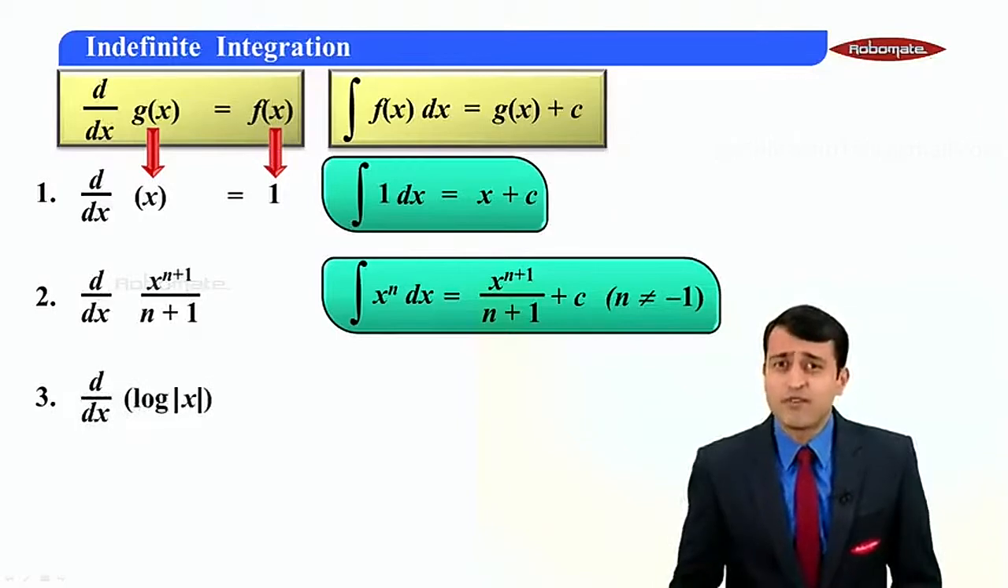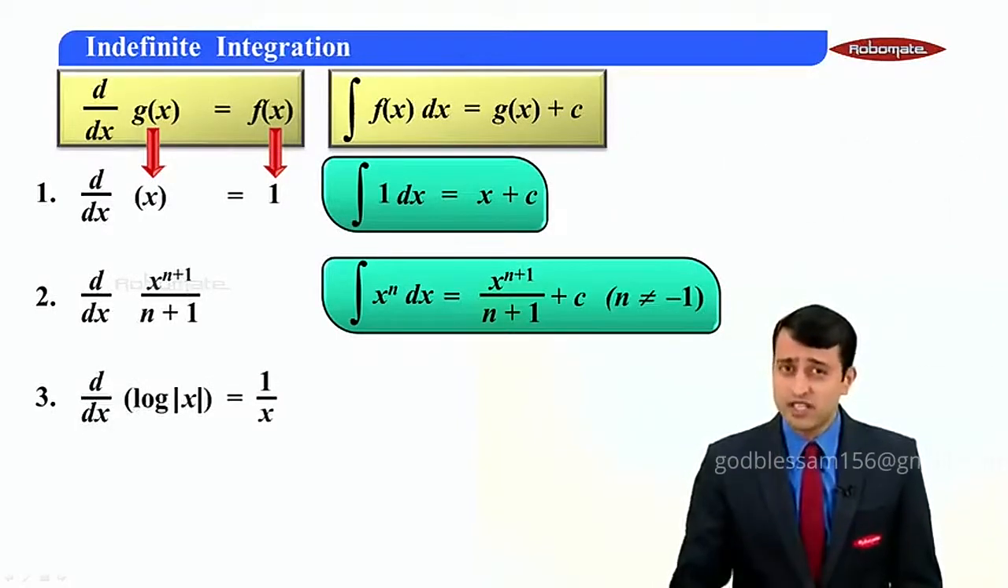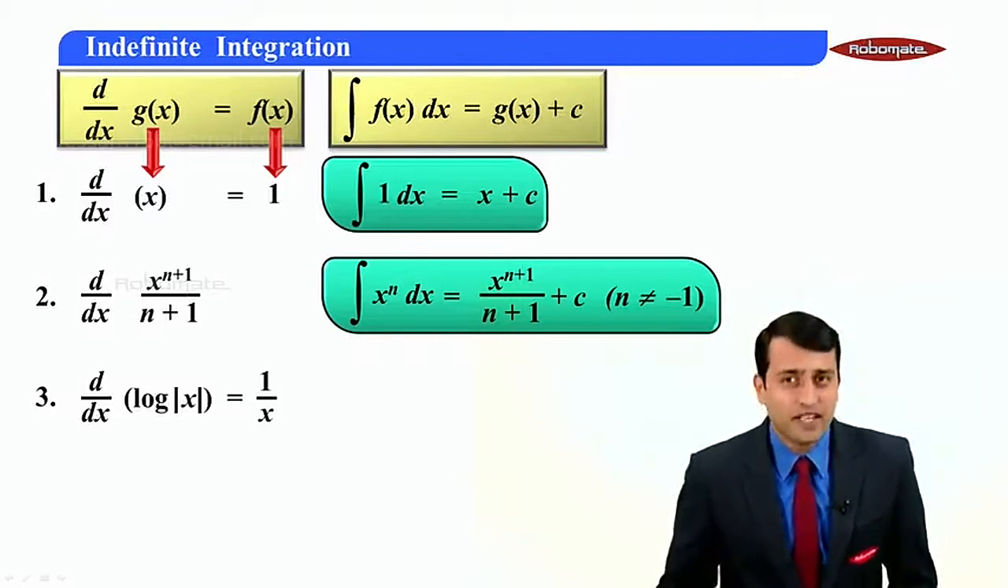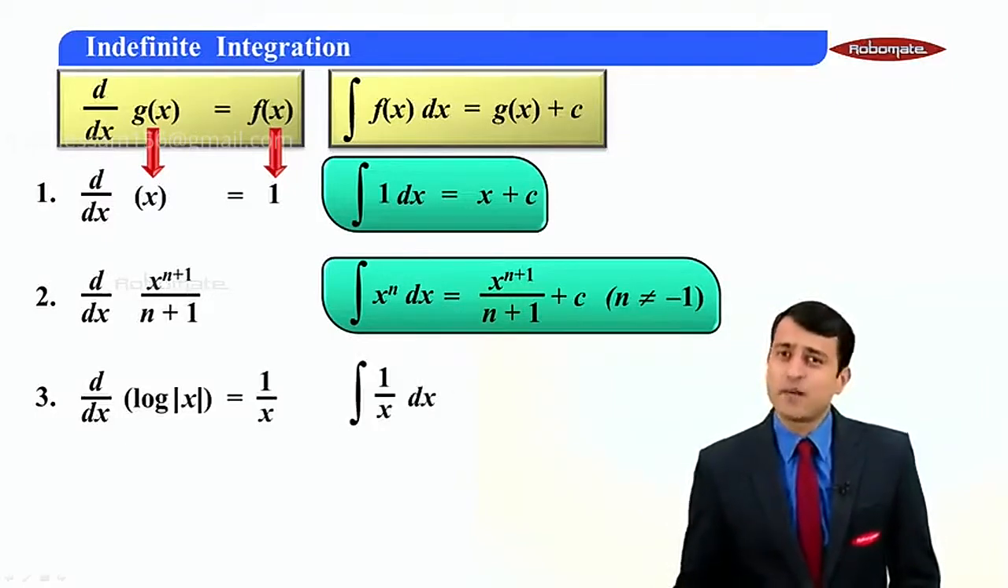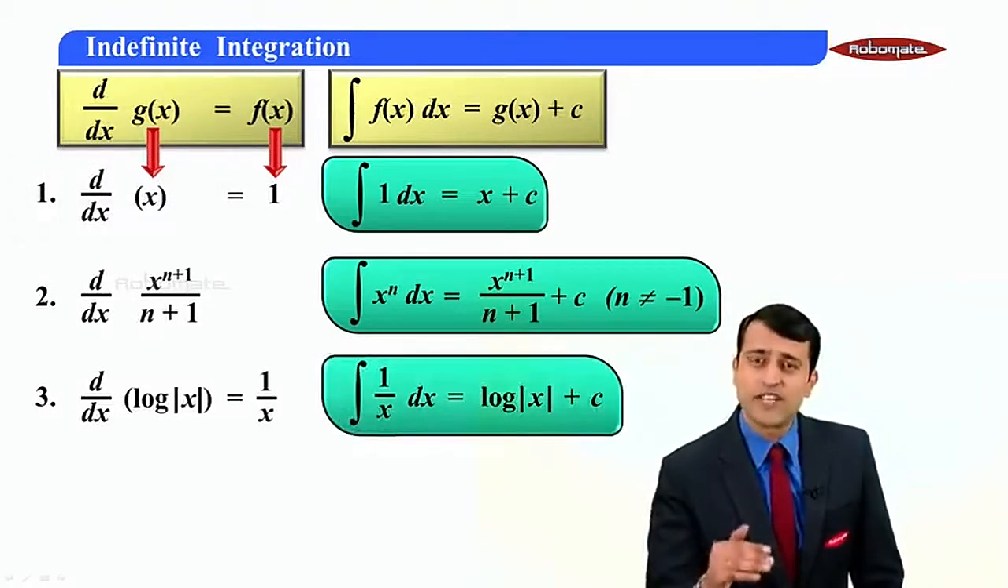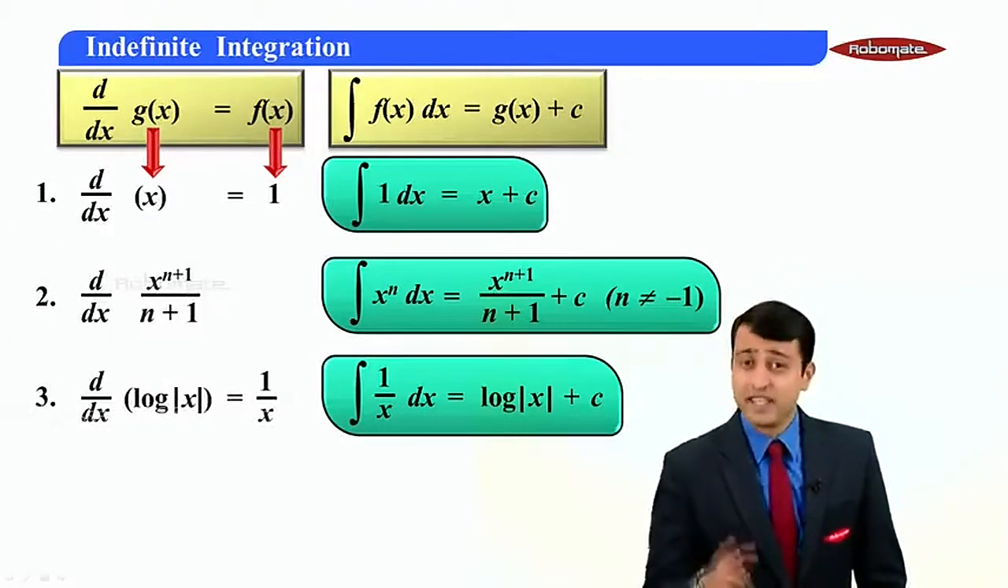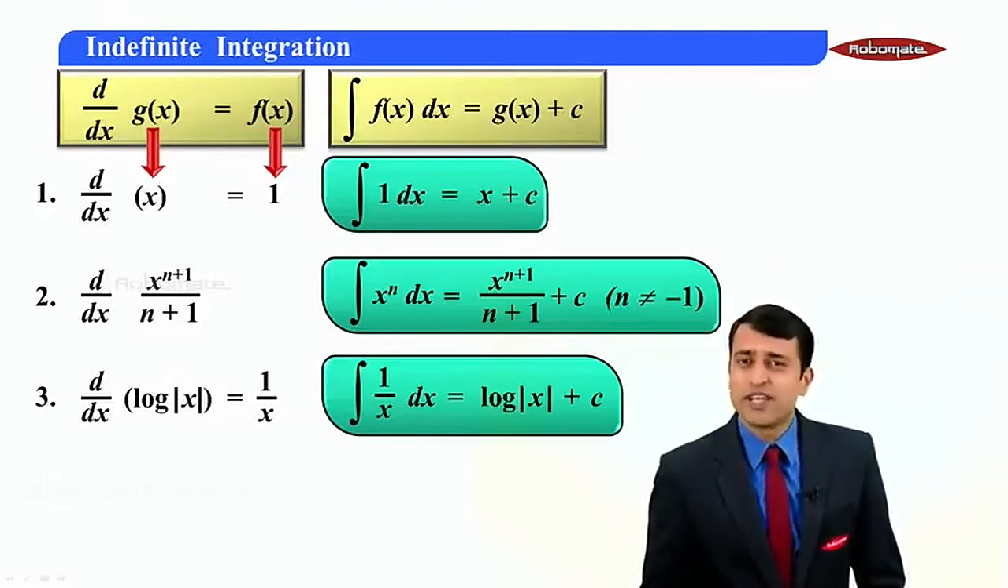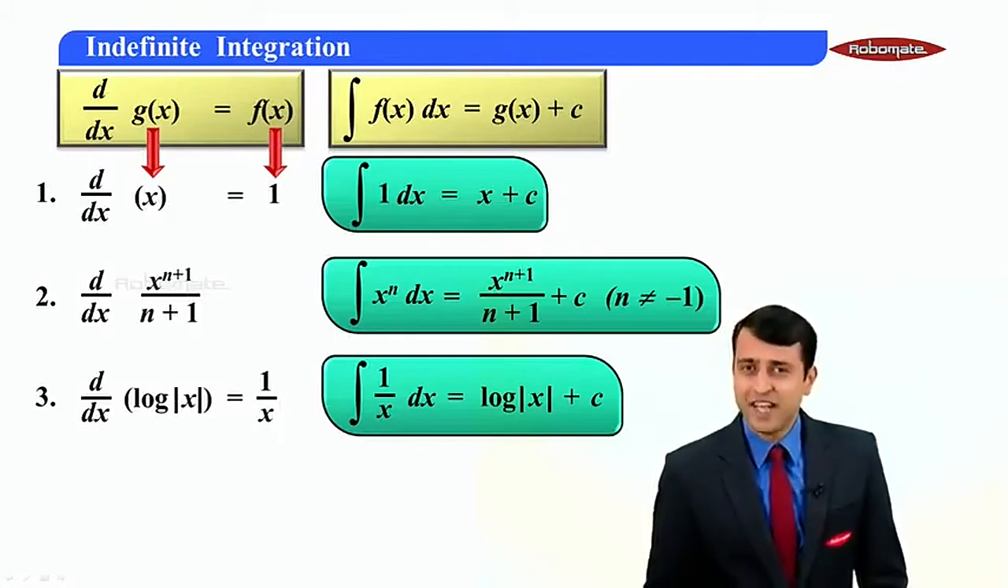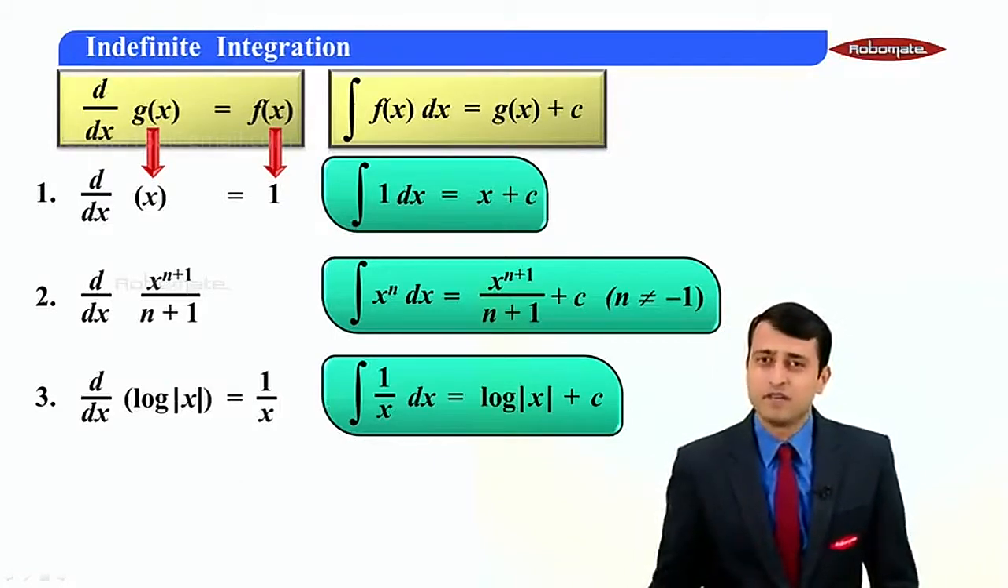D by dx of log of mod x is equal to 1 by x, which is known to us. So if I apply the definition, we can say integral 1 by x dx is equal to log mod of x plus c. In this case, if you check, 1 upon x means x raised to minus 1. That is what we have as a formula here now.